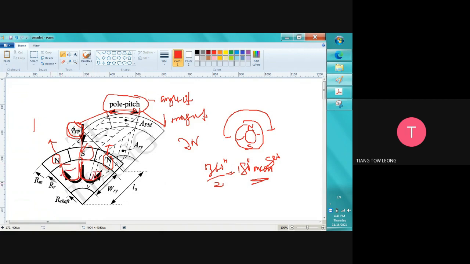Then what variables do we have? LA, we already know that. R shaft means the radius of the shaft. RR means the radius of the inner rotor. RM is the radius of the magnet. ARY means the area of the rotor yoke. This part we call rotor yoke, or rotor back iron. And then APM is the area of the permanent magnet. So this is the area of the permanent magnet.